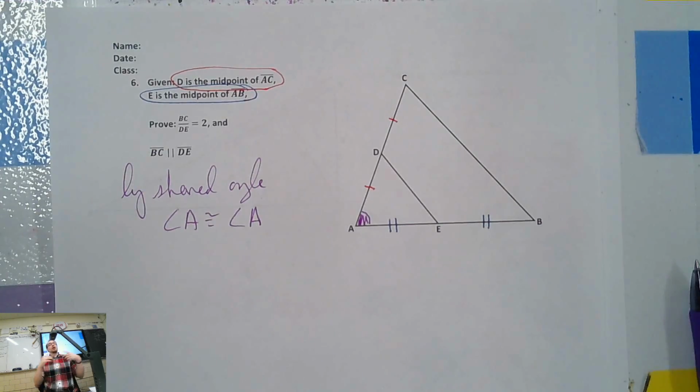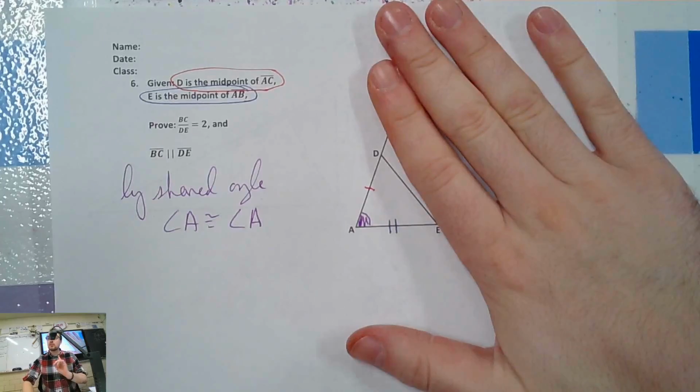Double A, which we use all the time. Side angle side, and then triple side, right? This is side angle side. Now notice we're not saying the sides are congruent. We're saying that the sides are related the same way.